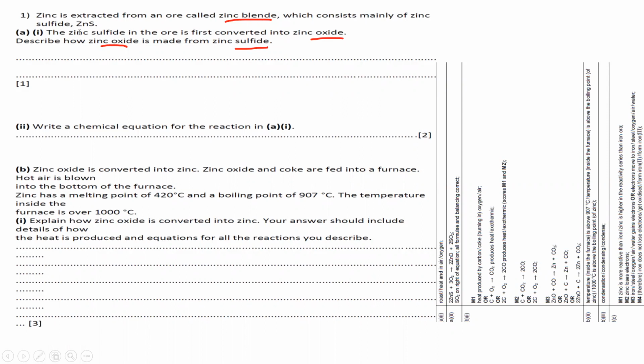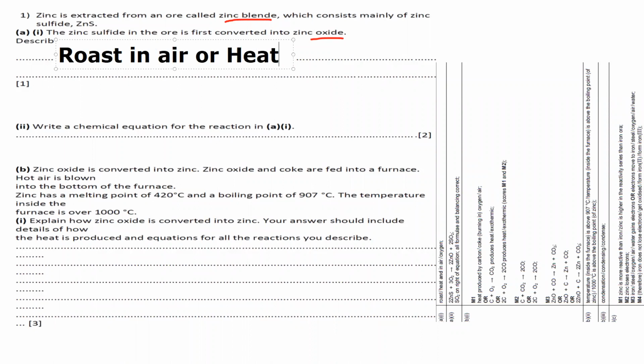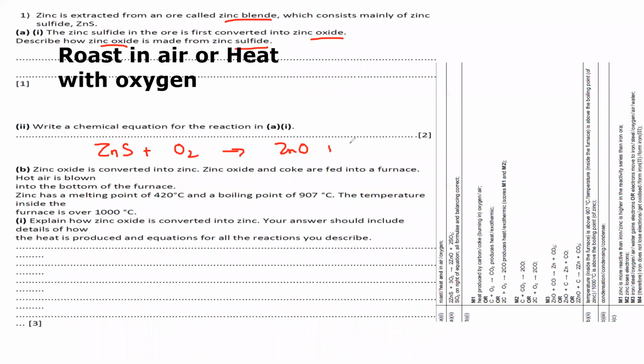So for the same answer, we roast in air or we heat with oxygen. Roast in air or heat with oxygen has the same meaning. The second, write a chemical equation. Again, the same chemical equation, it won't change. Zinc sulfide reacted with oxygen will form zinc oxide plus sulfur dioxide. And then we balance. So it is 2 here, 2 and then 3. So the equation is balanced. 1 mark is for writing a correct equation, 1 mark is for balancing.